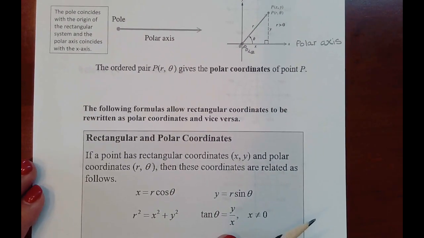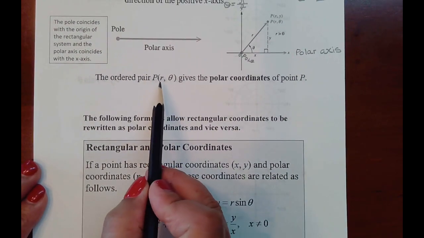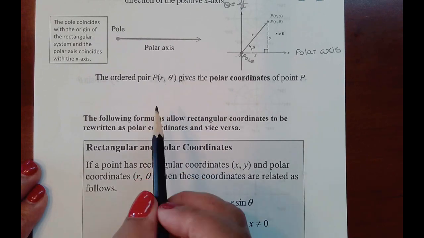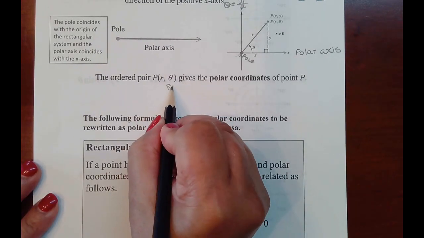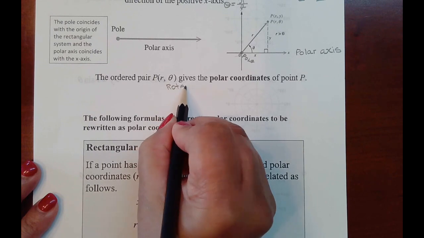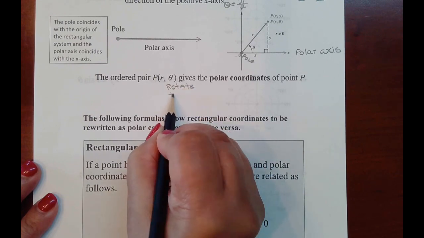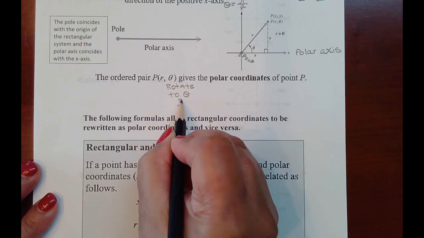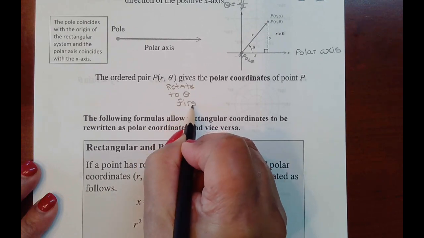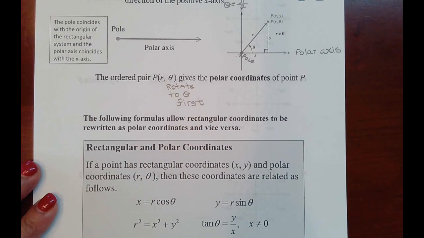Okay, so again, instead of x and y, you're going to have an r and a theta, and you're always going to rotate to the designated theta first, and then you will act out whatever the r value is, the r distance.